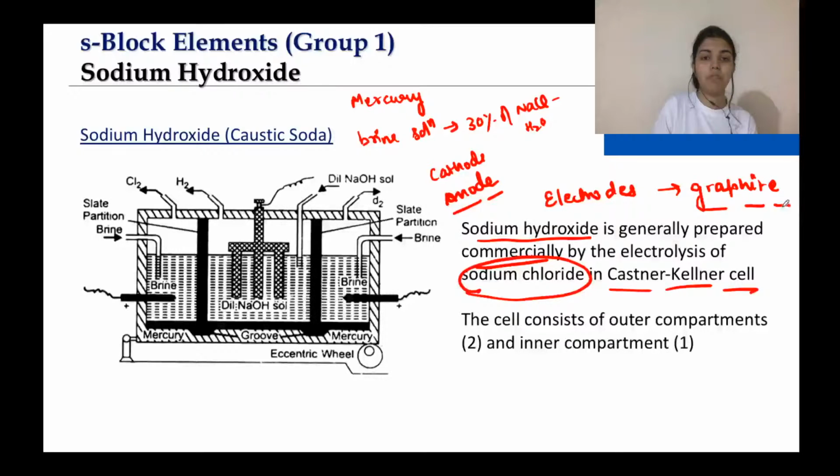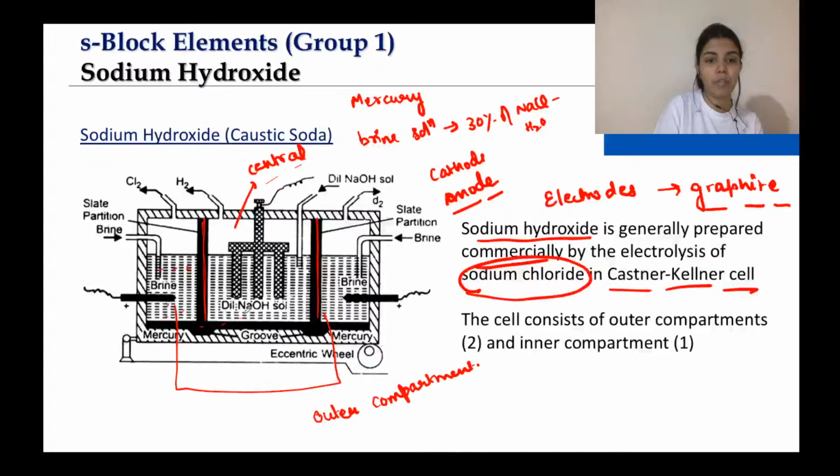Yeah, so these are the components here. See, these are the slates which are used for partition. These black things you can see here are the slates which are used for partition, right? This middle chamber is called the central chamber or central compartment, and these two are known as what? Outer chambers or outer compartments. Now this all is the brine solution. That means NaCl solution plus water. As you can see here, three of the compartments are having the brine solution as the electrolyte.